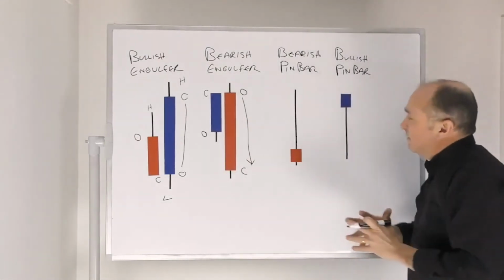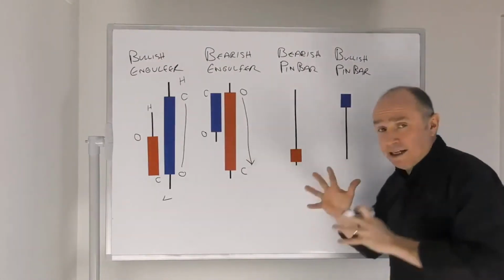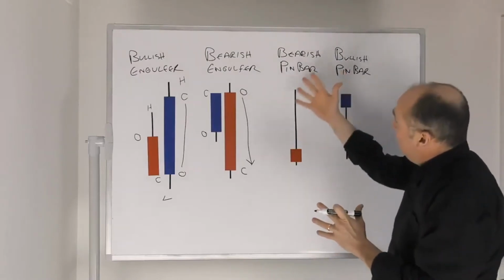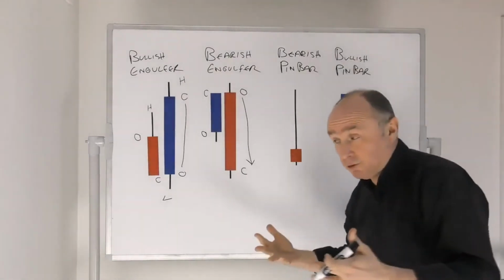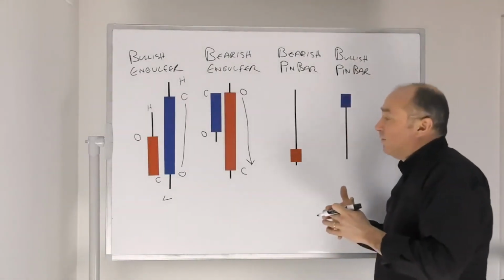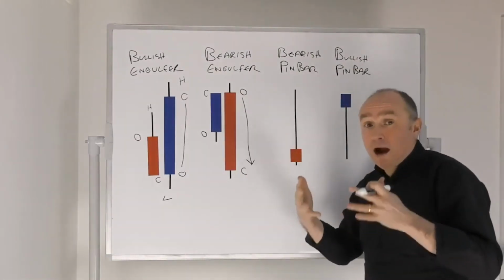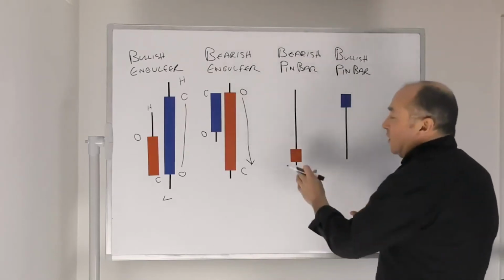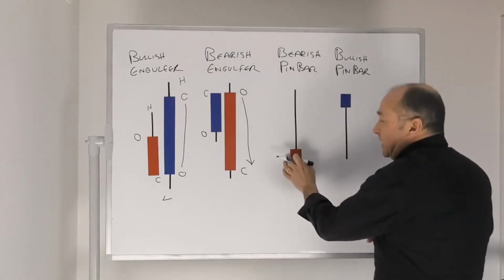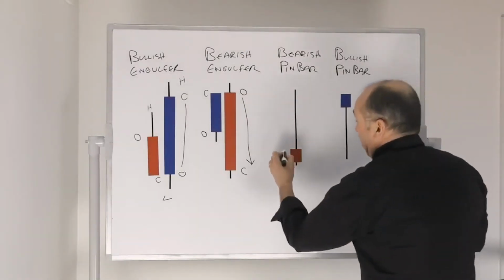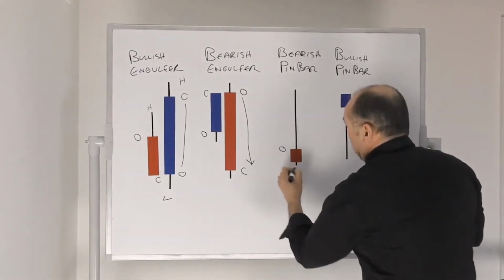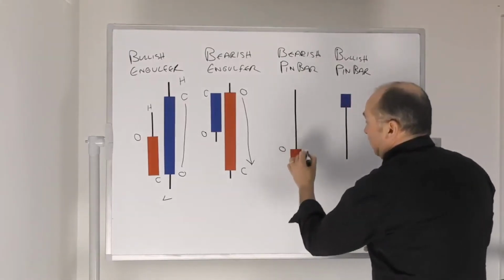Now, the next pattern I want to show you really is just one single candle. These are called bearish and bullish pin bars, sometimes referred to as hammer candles or inverted hammer candles. To form a pin bar or hammer candle, you need the main body of the candle to be in the upper or the lower third of a candle. So for example, here you'll see the market opens here, closes here. This is the main body of the candle.